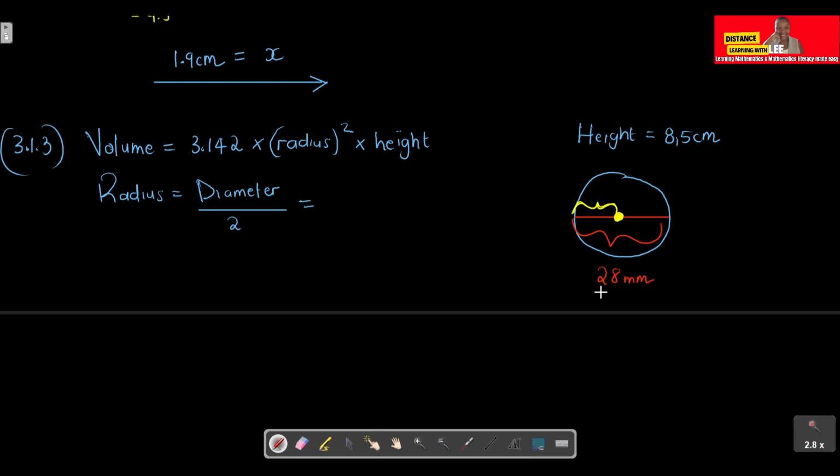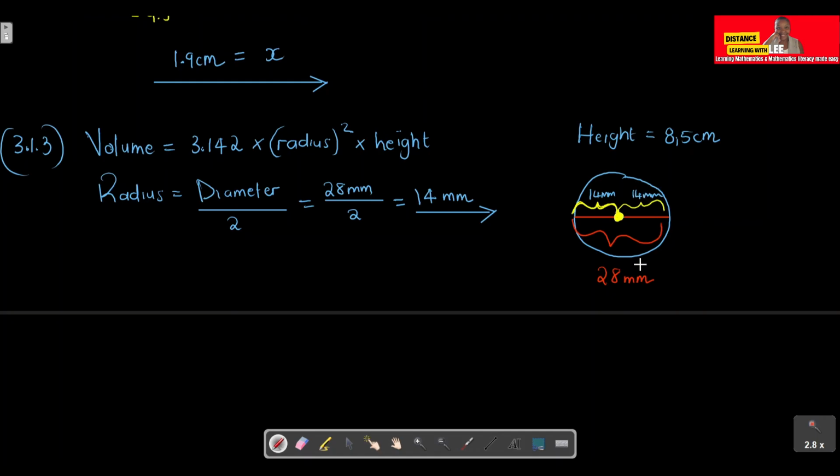If you take this 28 millimeters and divide it by 2, you'll get that the radius is equal to 14 millimeters. So that is the radius of the glue. The distance from there to there is 14 millimeters, and the distance from there to there is 14 millimeters. It's just 14 millimeters. That is what we've calculated.